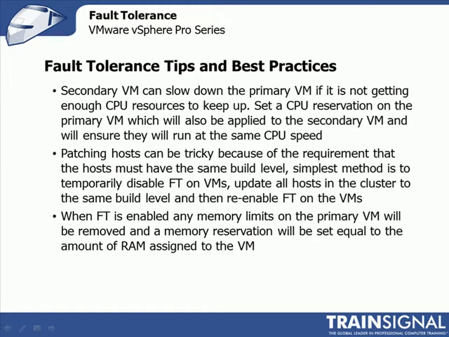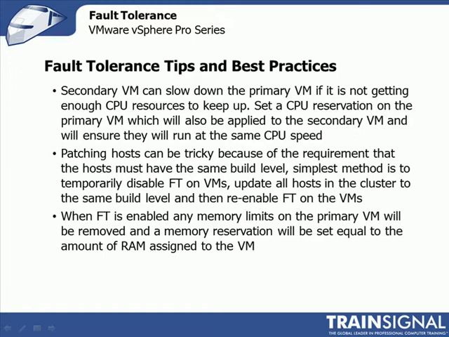Patching hosts can be tricky when using the fault tolerance feature because of the requirements that the host must have the same build level, and there are two methods you can use to accomplish this. The simplest method is to temporarily disable fault tolerance on any VMs that are using it, update all the hosts in the cluster to the same build level, and then re-enable fault tolerance on the VMs. This method requires fault tolerance to be disabled for a longer period of time.